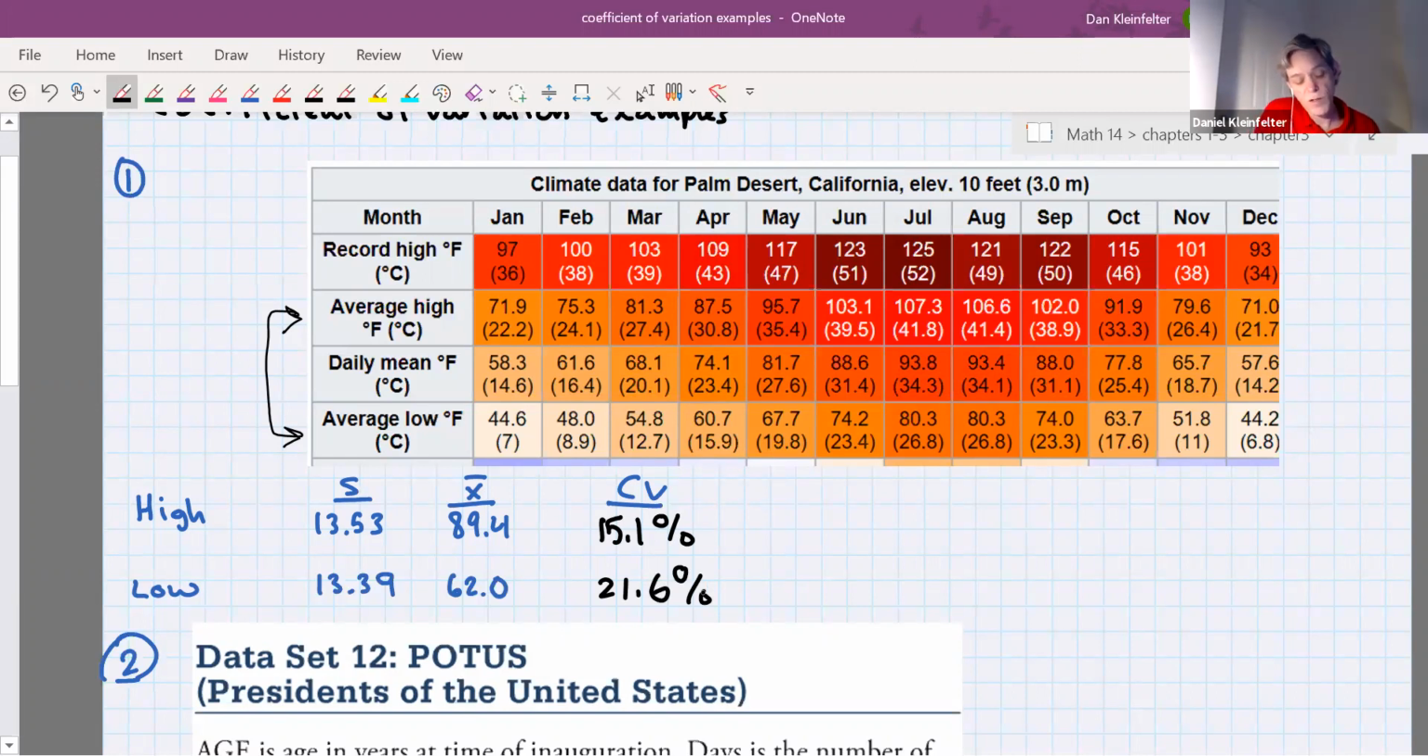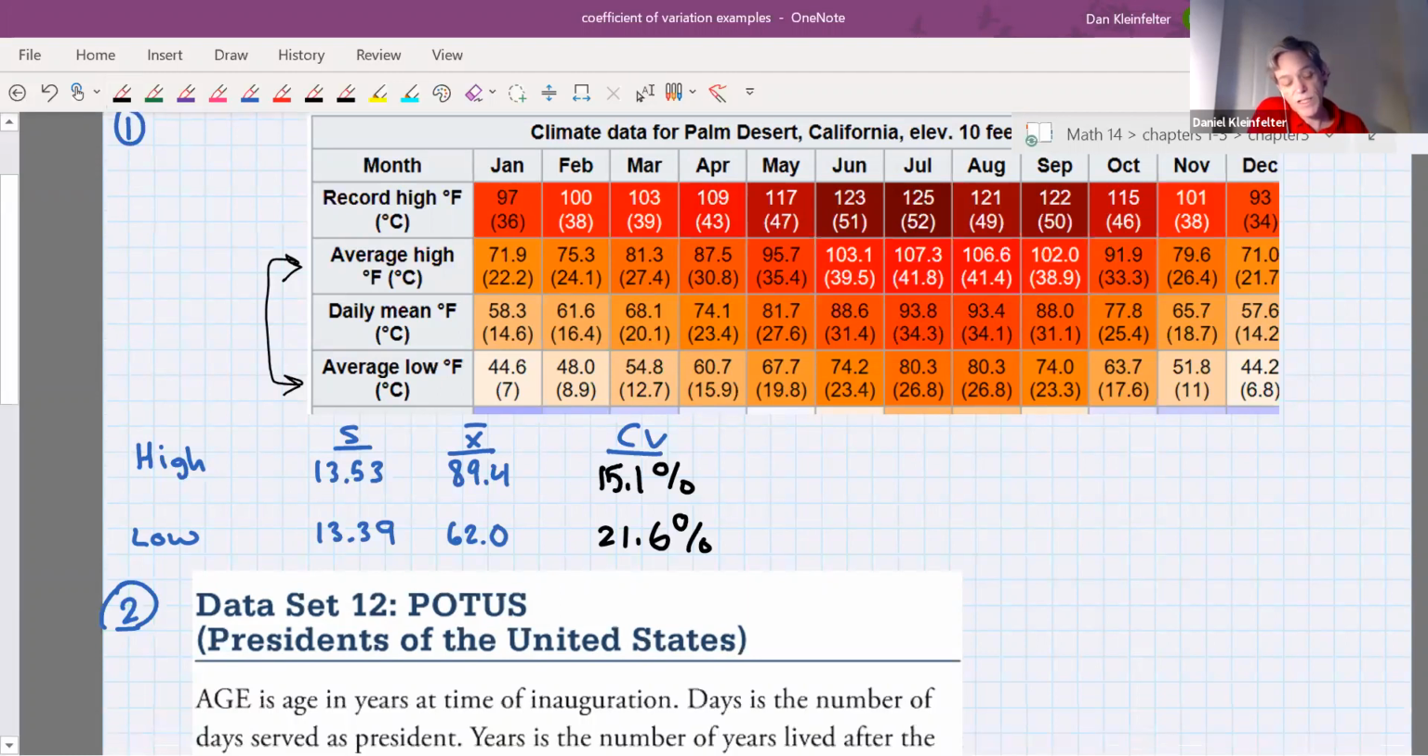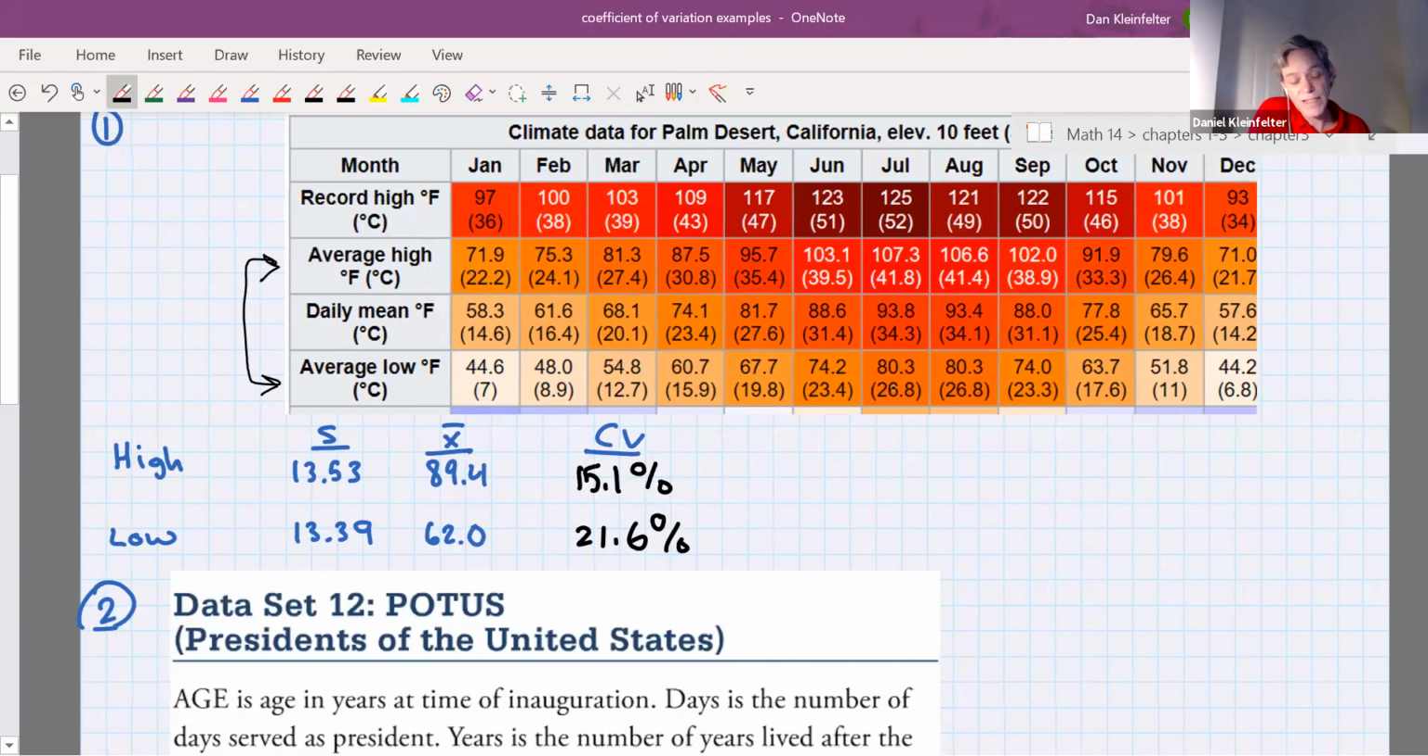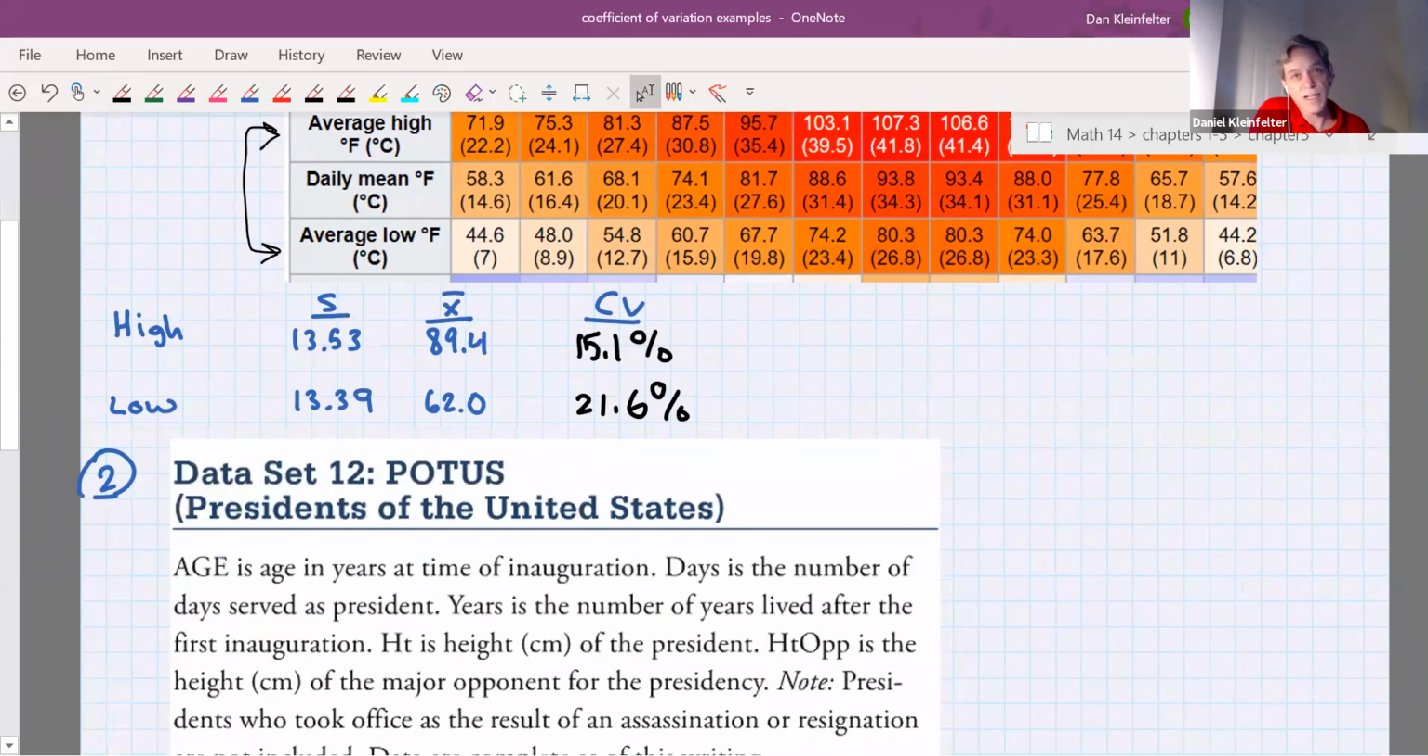Okay, and so again, how to interpret that? The two means were different. The two standard deviations actually were relatively close to each other, which is interesting, but between the two, it looks like the low temperatures are more variable. The high temperatures are much more the same. So how hot it gets is more consistent over the course of the year. How low it gets varies more over the course of the year, at least in this one city.